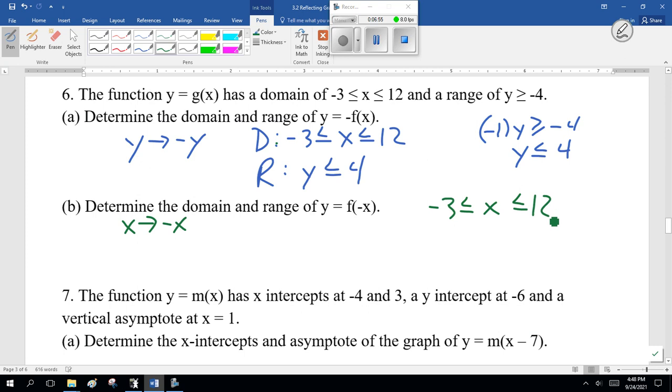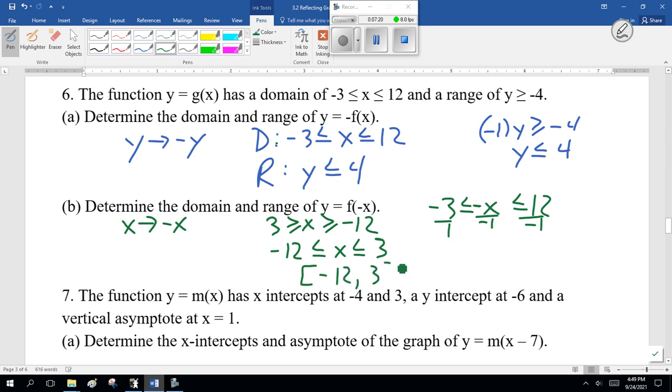Well, technically, this becomes minus. So I divide everything by -1. When I do that, everything flips. So it's 3 is greater than or equal to x is greater than or equal to -12. Now I could write it like that, but that screws things up. I should go -12 is less than or equal to x is less than or equal to 3, or -12 comma 3 if I want to get fancy with the brackets.